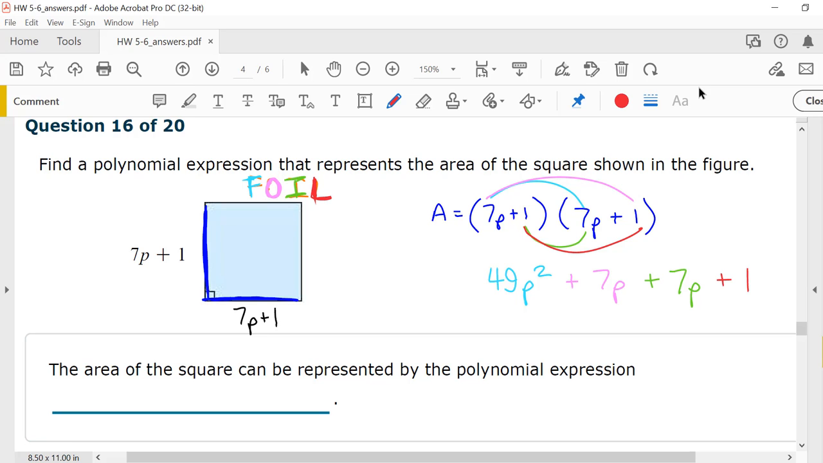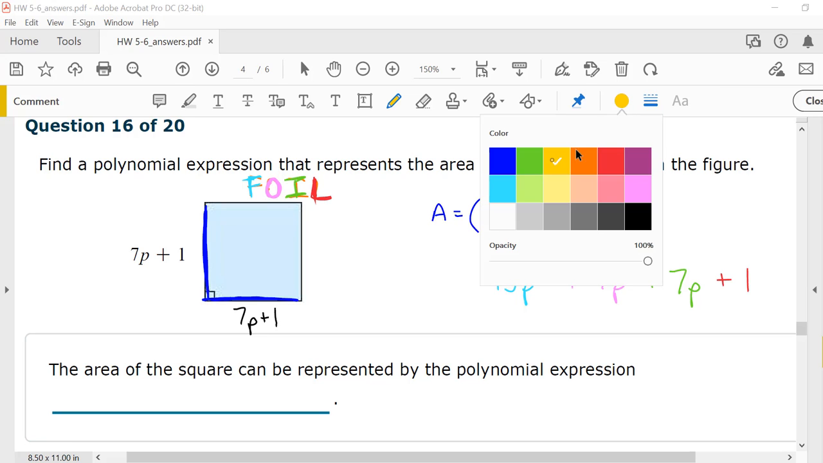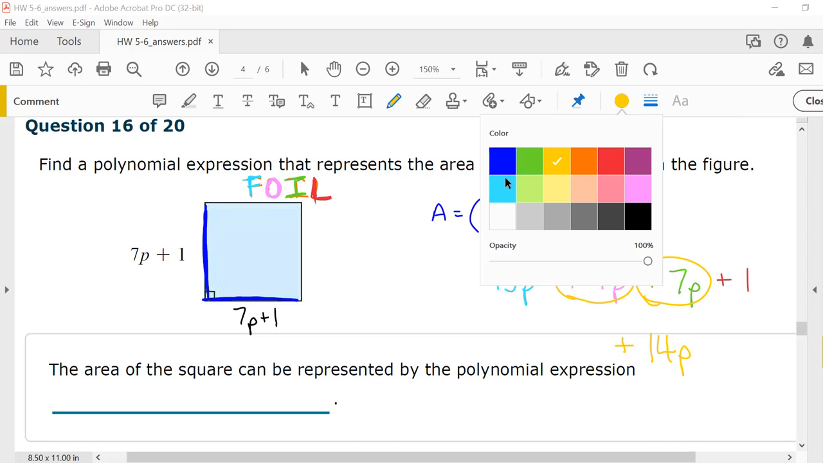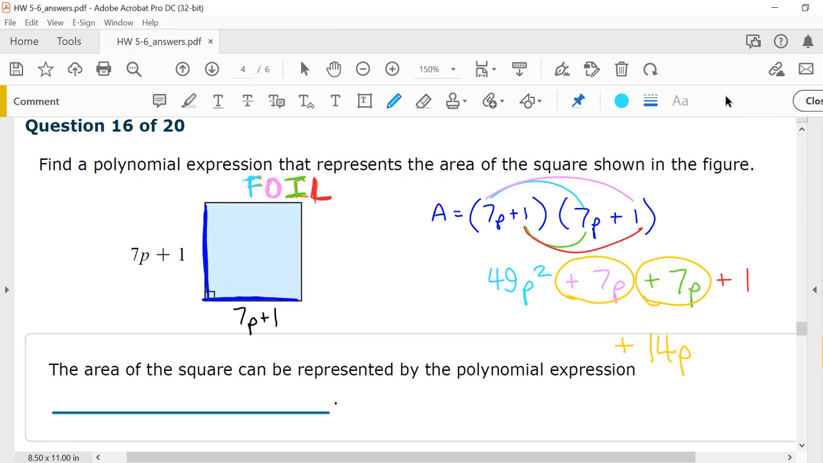Are there any like terms? Yes. 7p plus 7p is 14p. So writing it in decreasing powers of p, I get 49p squared plus 14p plus 1. That's the area of that square.